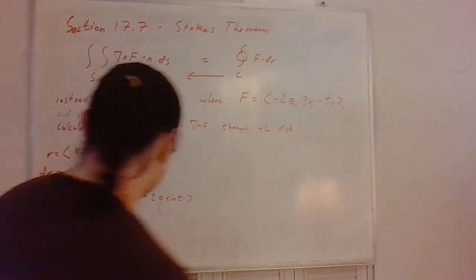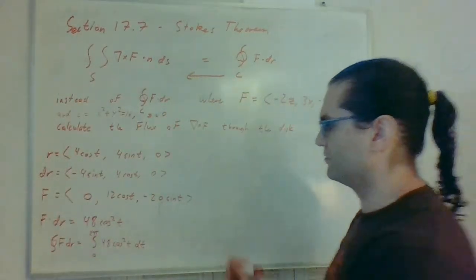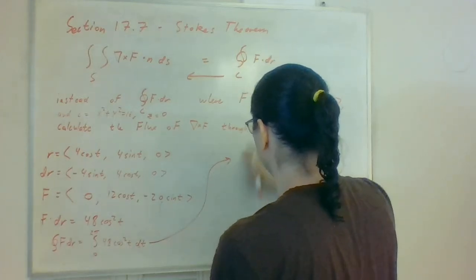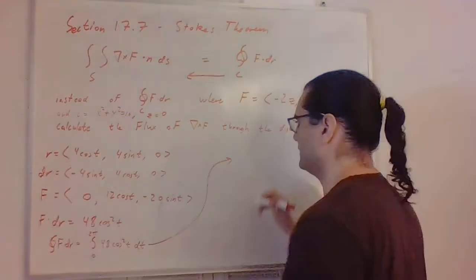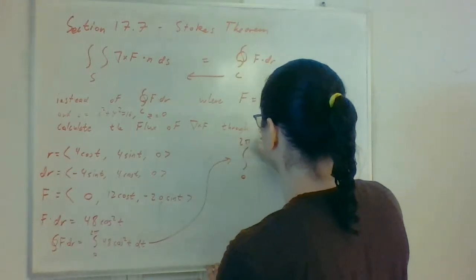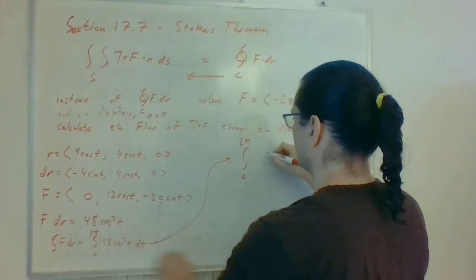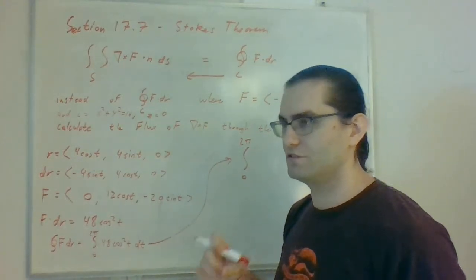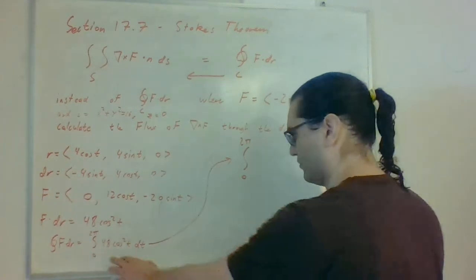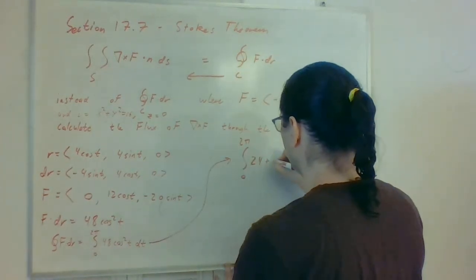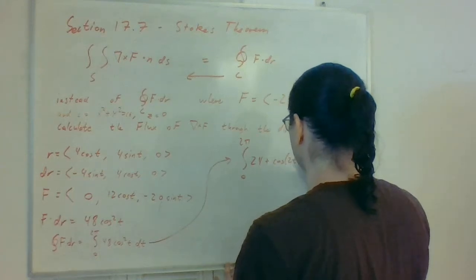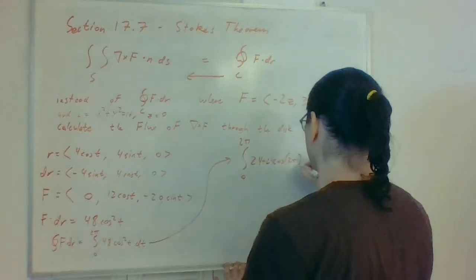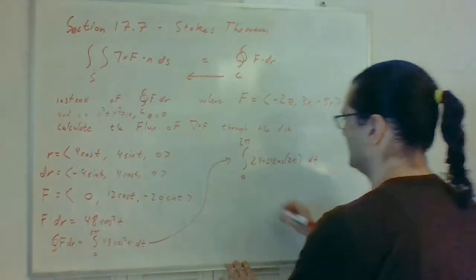So if we're integrating cosine squared, we need to use the half angle formula where we transform this. Cosine squared is 1 plus the cosine of 2t over 2. So the 48 is going to turn into a 24 plus 24 cosines of 2t dt.